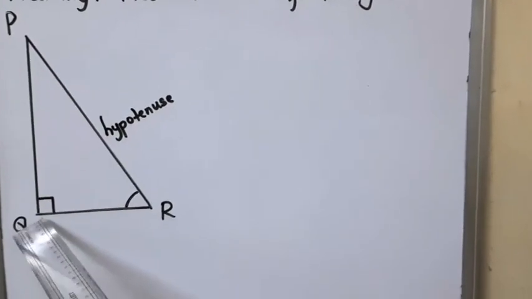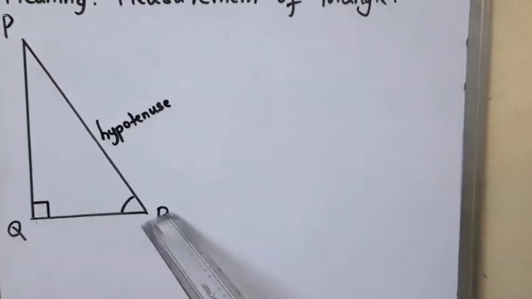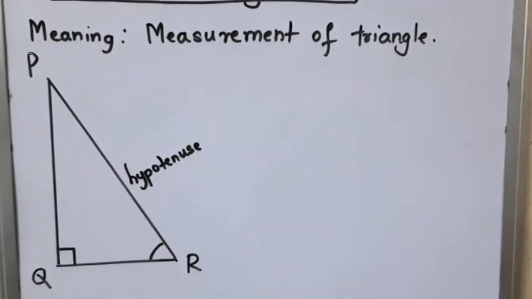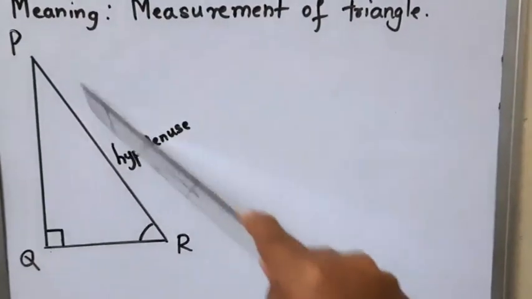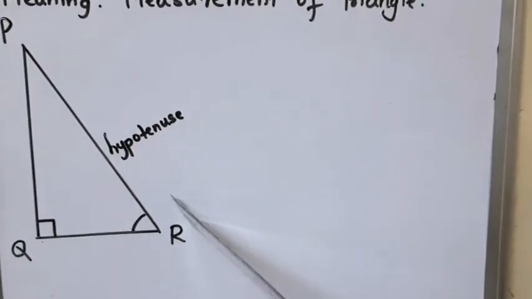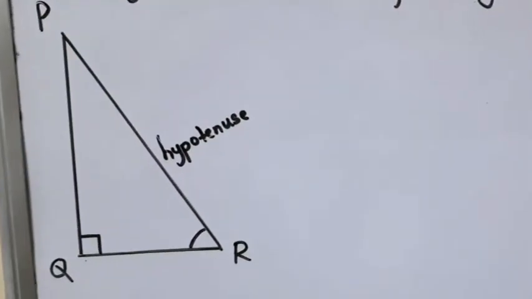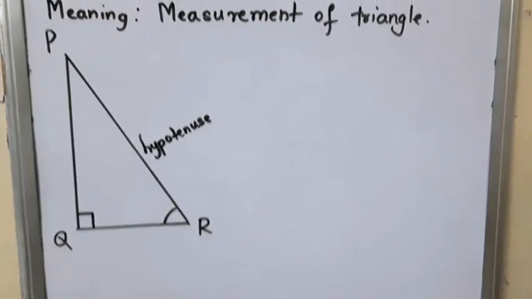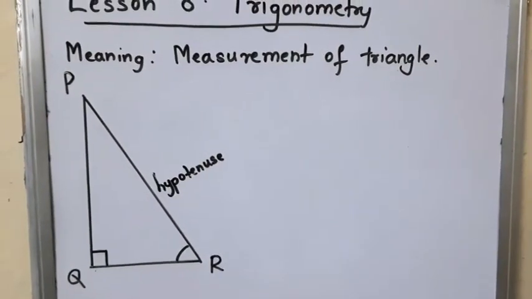In this lesson, we mainly concentrate on right-angled triangles. Here we have a right-angled triangle in which angle Q is equal to 90 degree. The side which is opposite to angle Q is the hypotenuse, because the hypotenuse is always the side opposite to 90 degree. So in this case angle Q is 90 degree, therefore the hypotenuse is side PR.